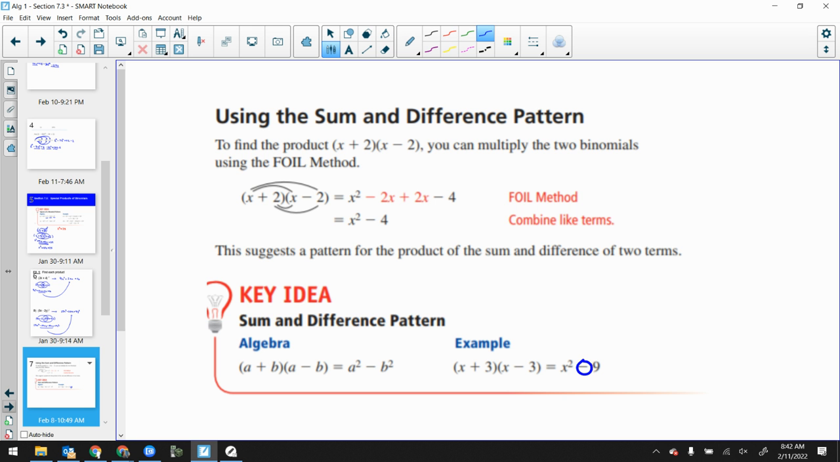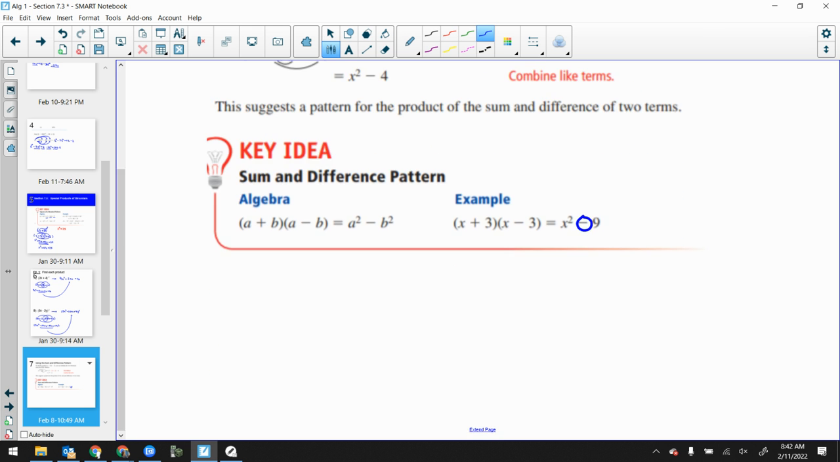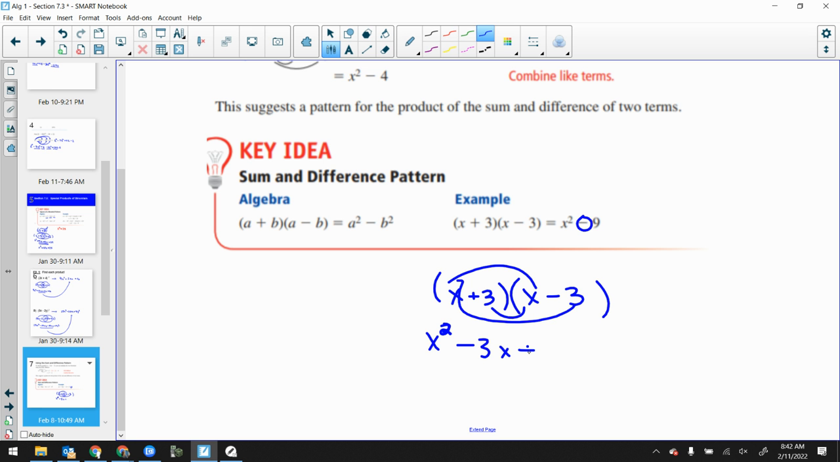Here's what it is. If I take two binomials like this, x plus 3 and x minus 3, and I FOIL those together, I would get x squared minus 3x plus 3x minus 9, right? What happens to my inners and outers? They cancel. That will happen every single time we have this setup.